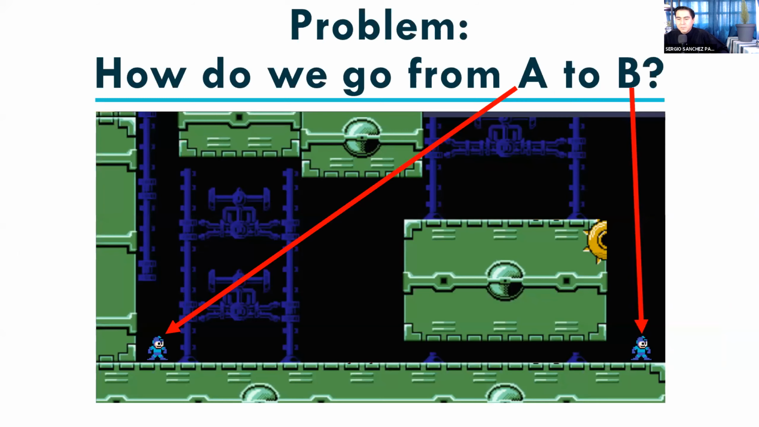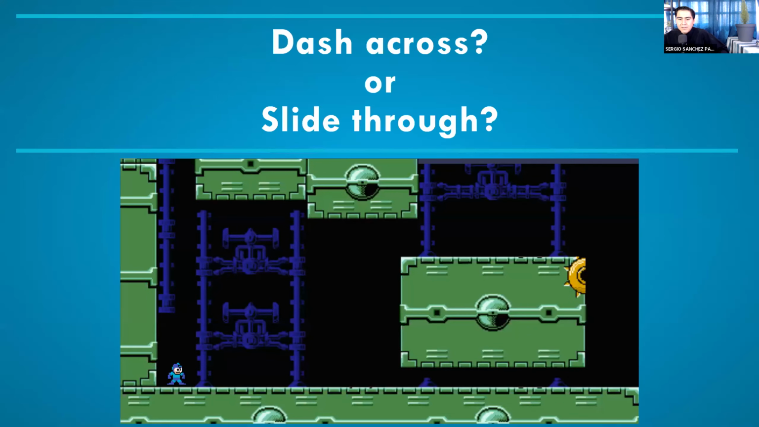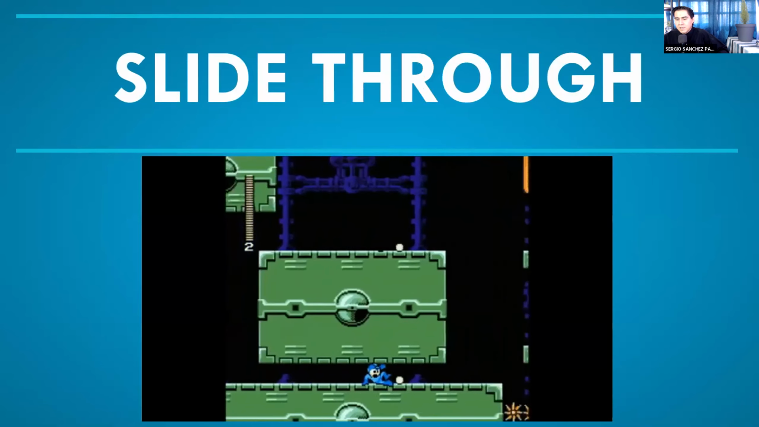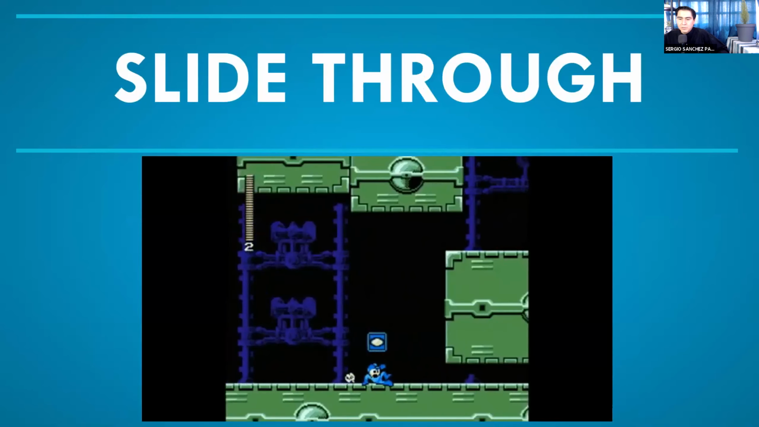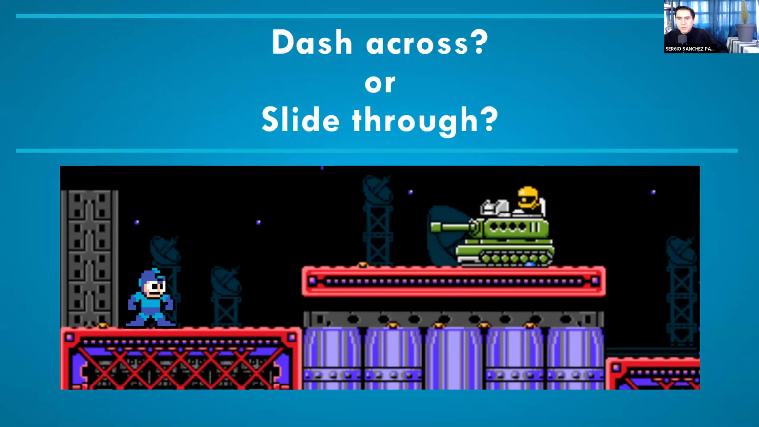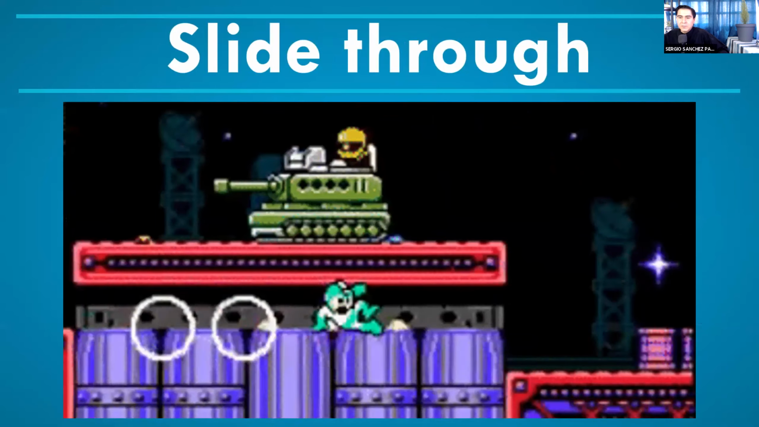That's a problem that I present to my students. And then I ask them, should he dash across or slide through? I usually pick one student to answer. Then I give them the answer, slide through. And as you can see, the motion is being shown below. Second problem: how do we go from A to B? I ask my students and I give them two options, dash across or slide through. And of course, the answer is slide through.